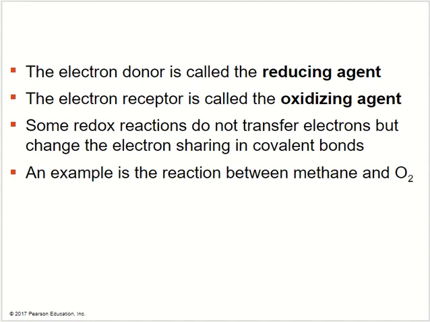The electron donor is called the reducing agent. The electron receptor, or acceptor, is called the oxidizing agent. The oxidizing agent gets reduced. The reducing agent gets oxidized. Some redox reactions do not transfer electrons, but change the electron sharing in covalent bonds.